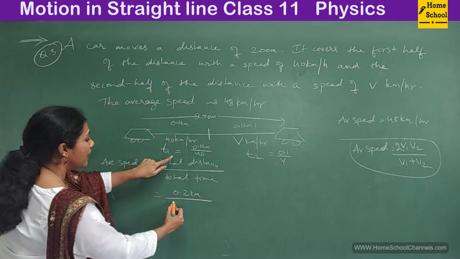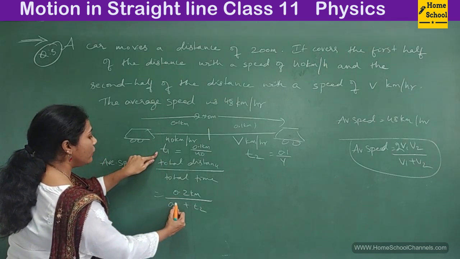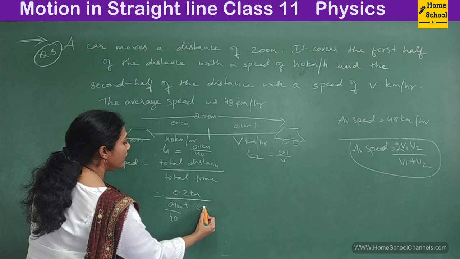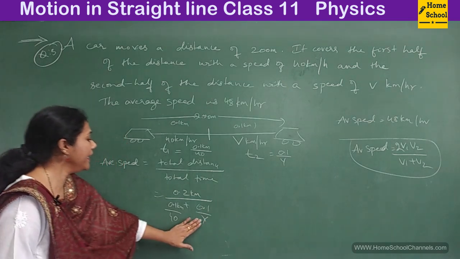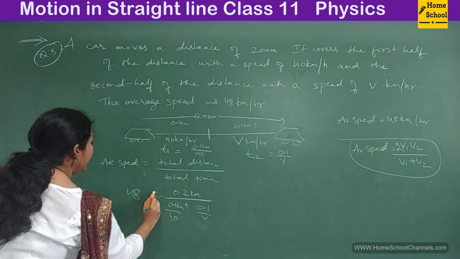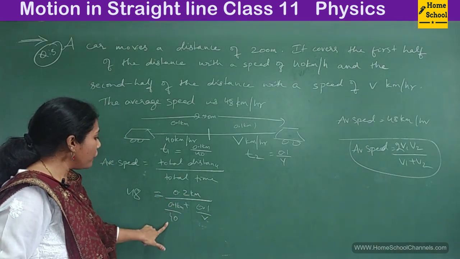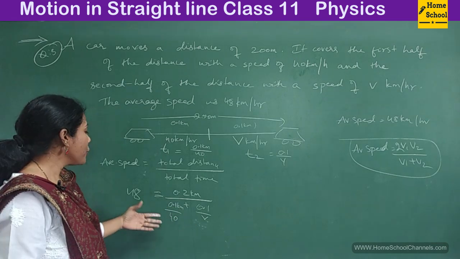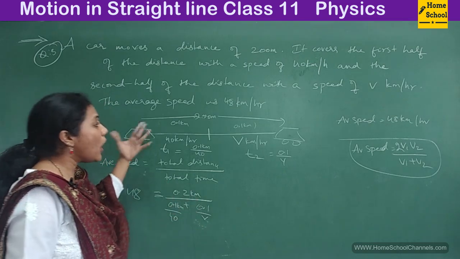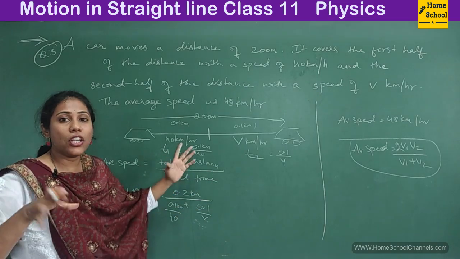So what will you substitute? Time is T1 plus T2, right? So what is T1? 0.1 kilometer divided by 40. What is T2? 0.1 kilometer divided by V. Right? The average speed value they have given is 48. So 48 is equal to 0.2 kilometers divided by (0.1 by 40 plus 0.1 by V). If you solve it, you will get the value of V. So this is the normal method that you can go for, based on applying the concept or logic.